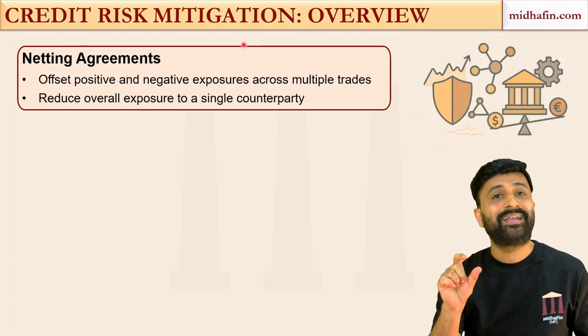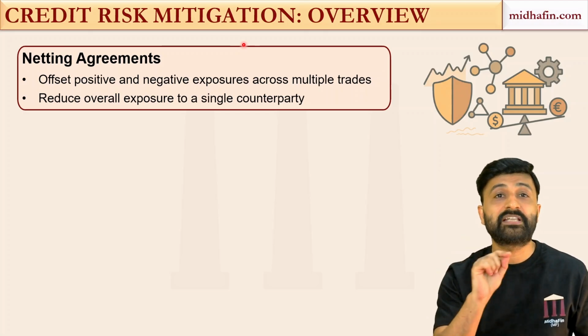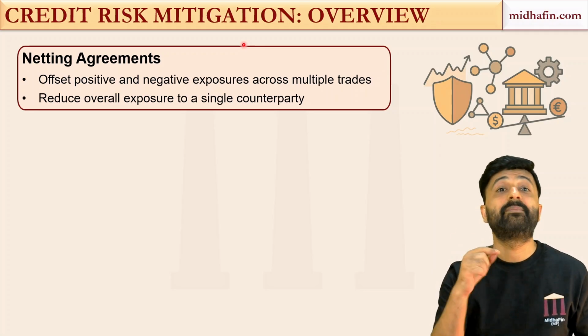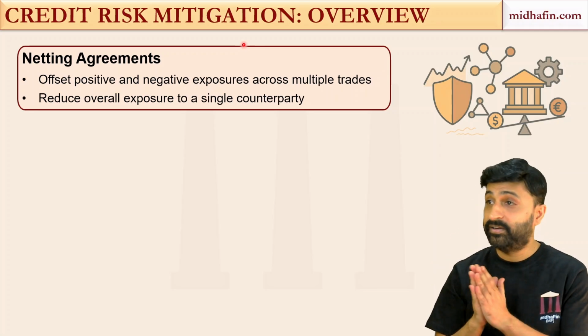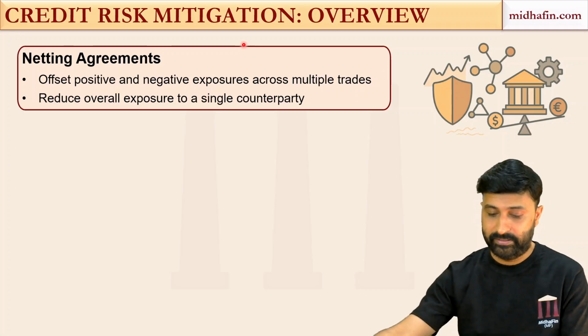So 10 plus 20 minus 23, which is how much? Which is just 7 million. So that is the power of offsetting gains and losses under this single legal agreement.